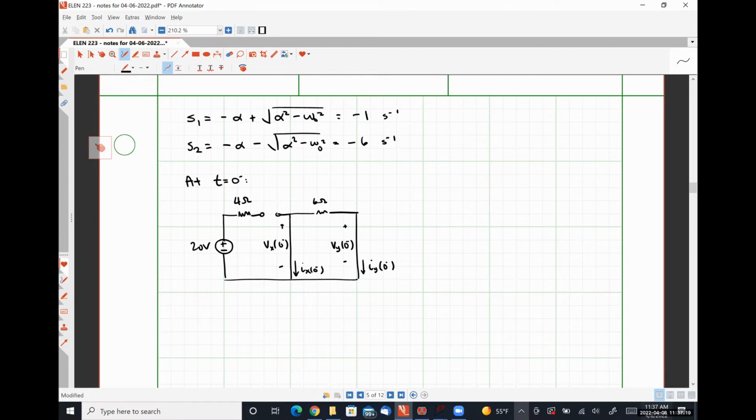All right. Well, that makes our analysis even easier. Everything is 0. Right? Ix of 0 minus is 0 amps. Vx of 0 minus is 0 volts. Iy of 0 minus is 0 amps. Vy of 0 minus is 0 volts. Thank you for that catch, because that would have messed things up. All right.